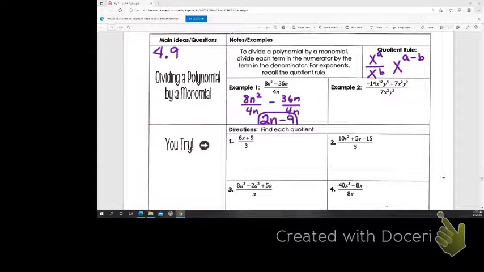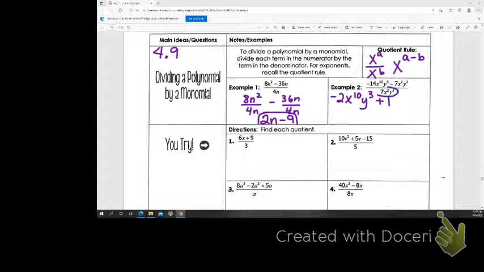So you don't necessarily have to rewrite it twice, but you must keep in mind that you are dividing both parts by that, not just one part. So here in example 2, the negative 14 divided by 7 is negative 2. x, 12 subtract 2 is 10. y, the power 5 subtract 2 is 3. And then I go on to the other term. 7 divided by 7 is 1. And the x's and y's would cancel out.